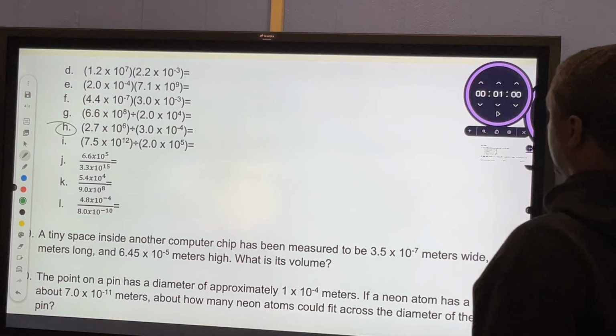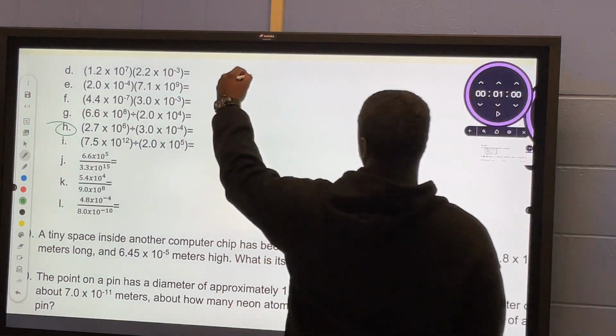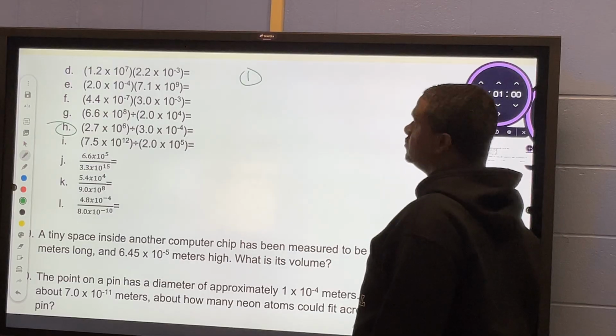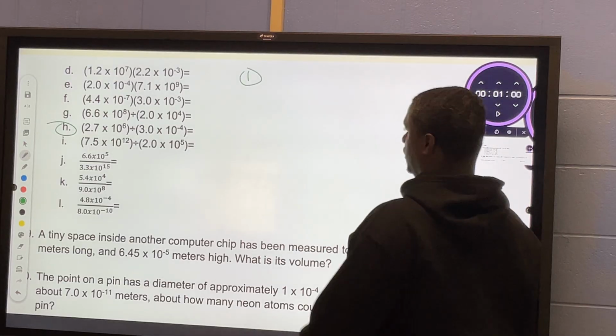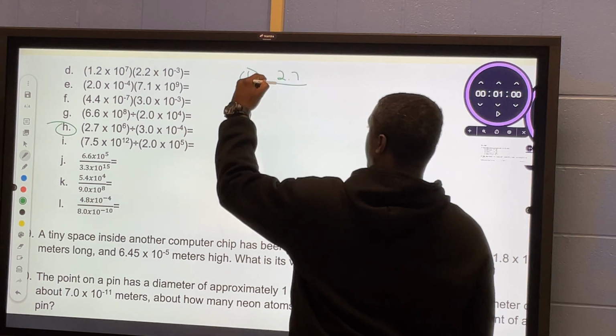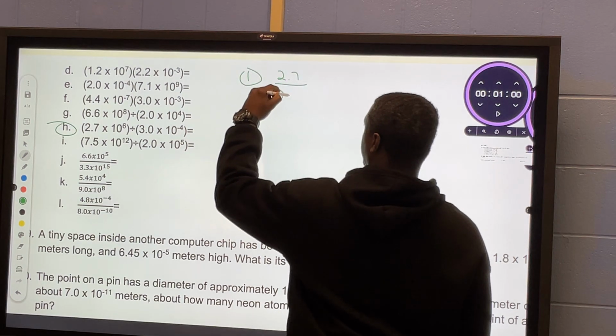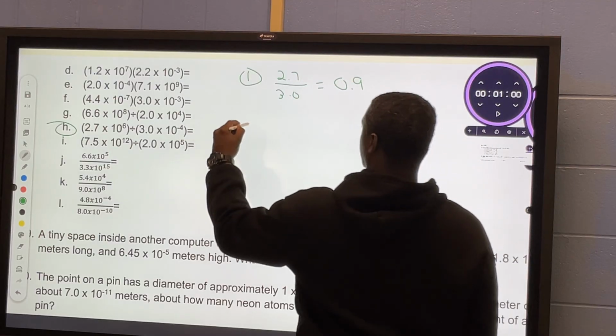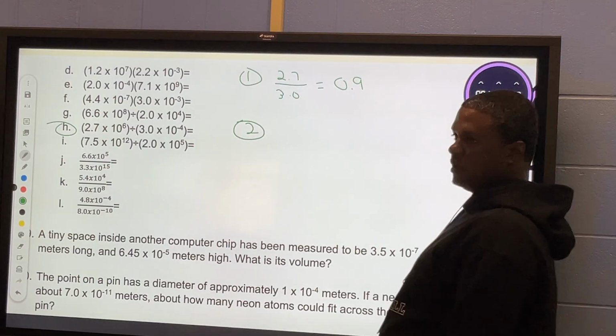Alright. Step one, what do they do? Divide the coefficient. So we have 2.7 divided by 3. You'll get 0.9. Boom. That's it.